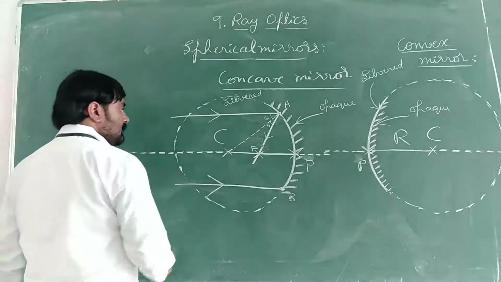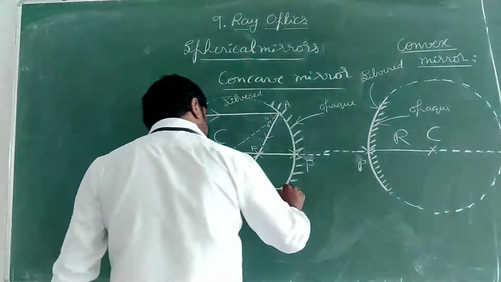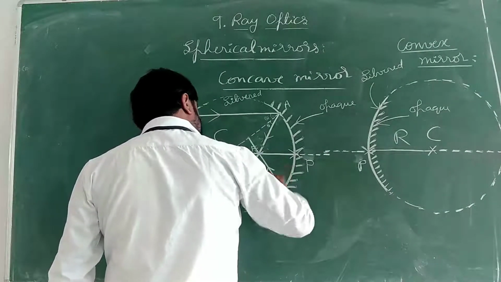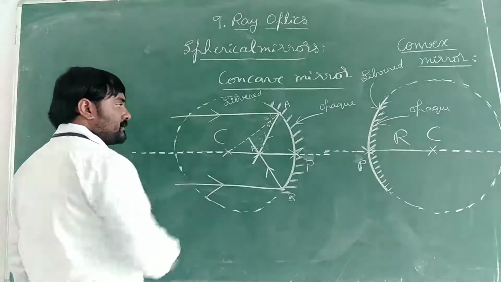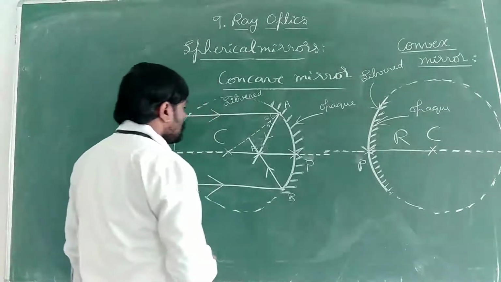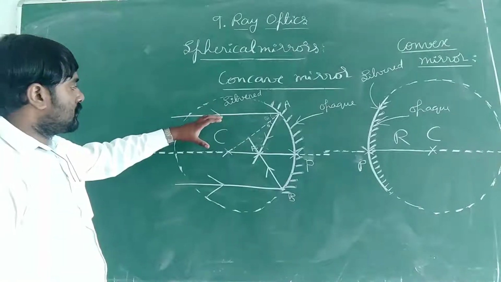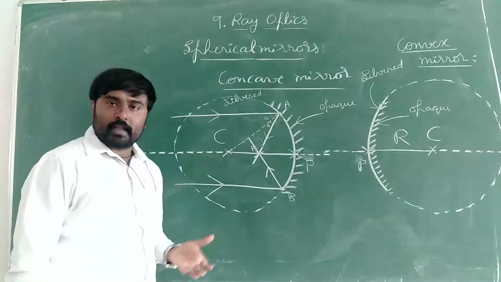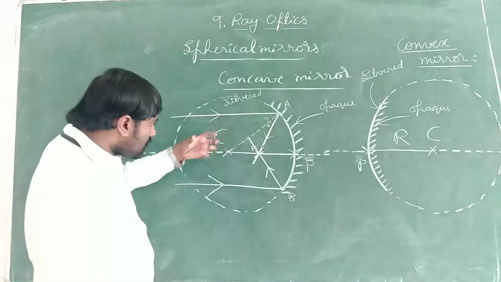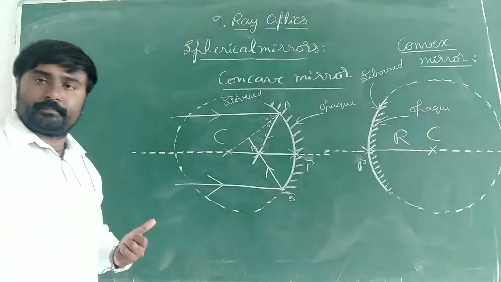This is a ray of light, parallel to the principal axis. After reflection, it meets at a point on the principal axis. That is the principal focus. So actually, a concave mirror converges the parallel beam of light. This clearly shows that a concave mirror converges the parallel beam of light after reflection.